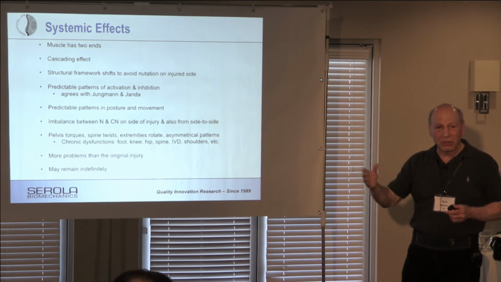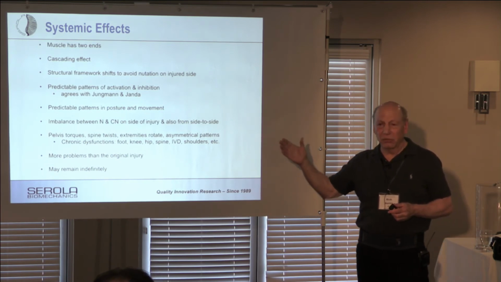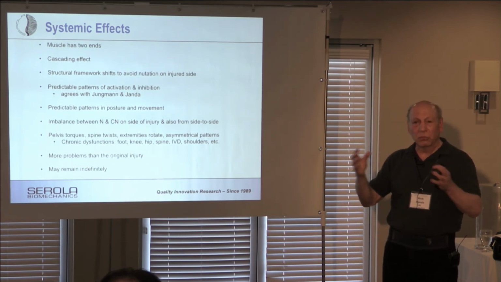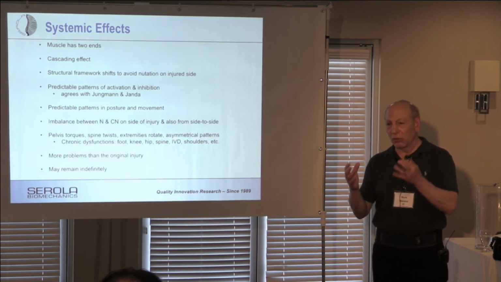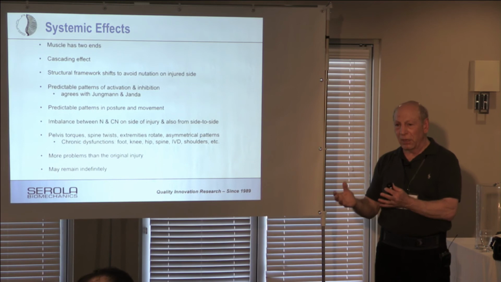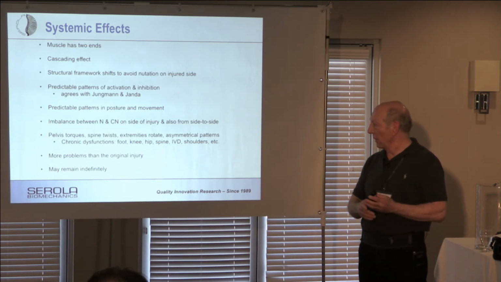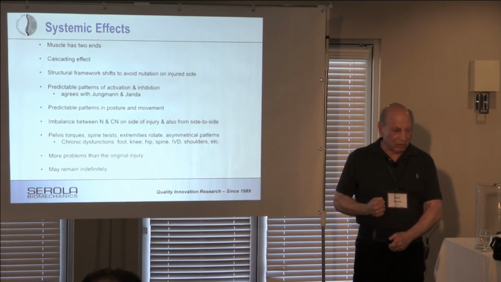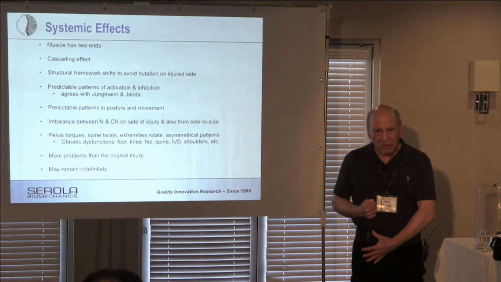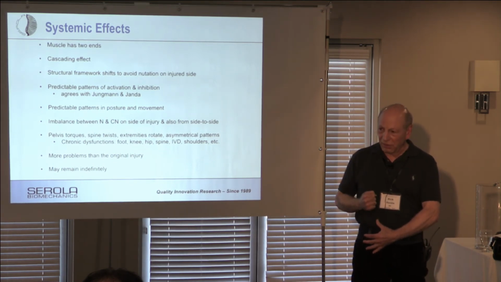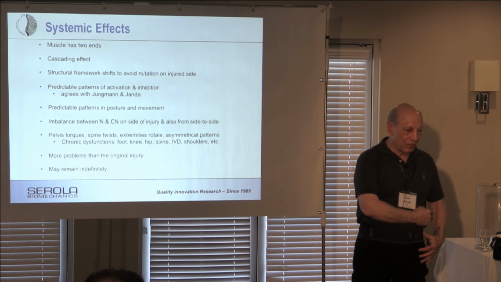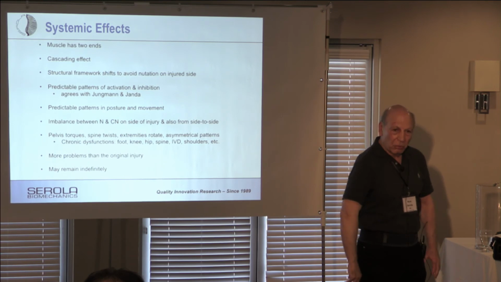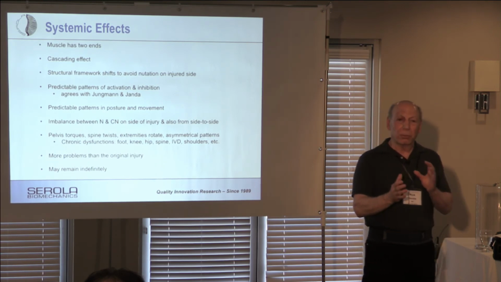And what I found is similar to what's been found by other researchers like Youngman and Yanda. But what I show is the reasons why these are happening. And also I show the predictable patterns in posture and movements that occur with these muscle imbalances. Here's what happens. You have an imbalance between the contracted muscles on the side of injury and the inhibited muscles. And you have another imbalance between that side and the opposite side. So the pelvis will torque, the spine will twist, the extremities rotate, and the body moves in asymmetrical patterns.